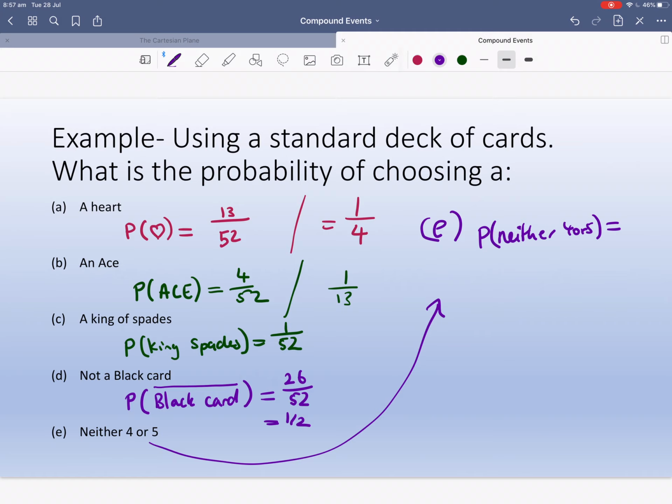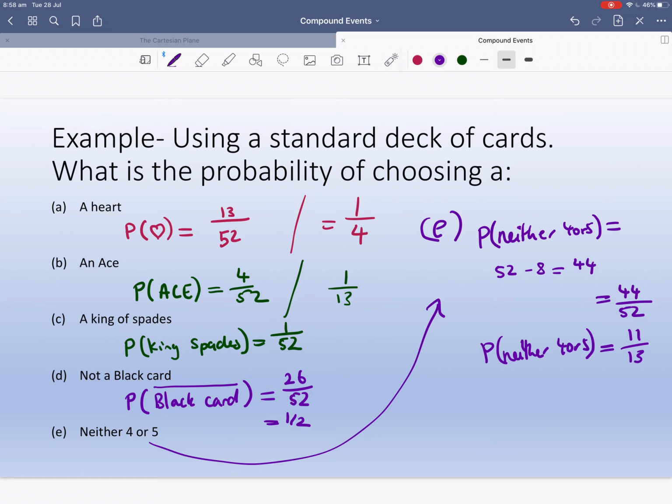So there's a couple of ways we can think about it. The way I think about it is I go 52 minus 8, and I work that out, and we get to 44, all right? So there is 44 out of 52 cards that are neither 4 or 5. And then what I need to do is put this in my calculator, and I get 11 out of 13. And I'm going to rewrite this over here. Probability of neither 4 or 5.